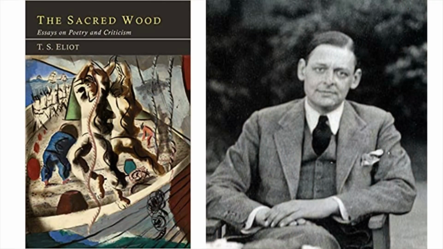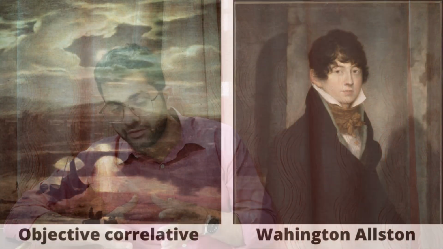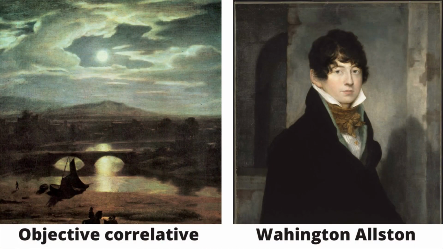Good morning students. In this video we are going to discuss the most important concept, objective correlative, which has been taught by T.S. Eliot in his famous essay Hamlet and His Problems. This essay was first published in his work The Sacred Wood. And even before that, the very first person who used this concept objective correlative was Washington Allston. He used this phrase in his work Lecture on Art.